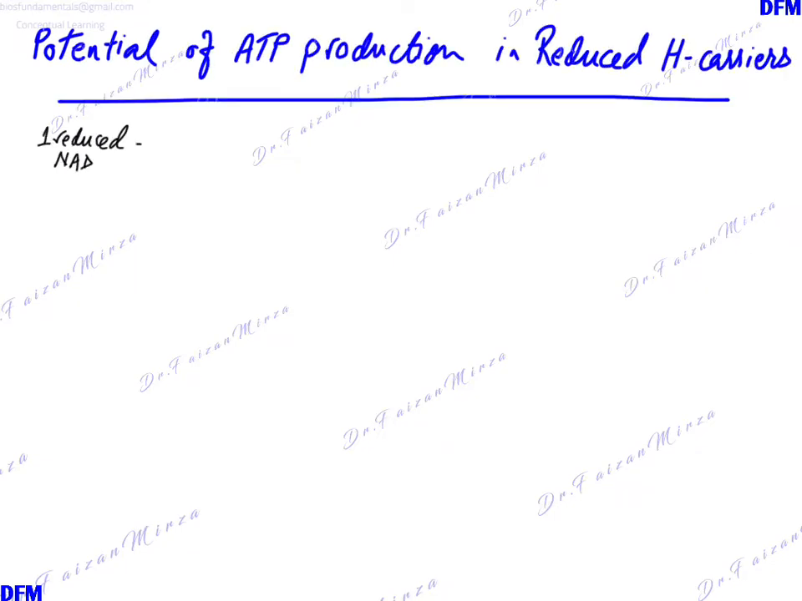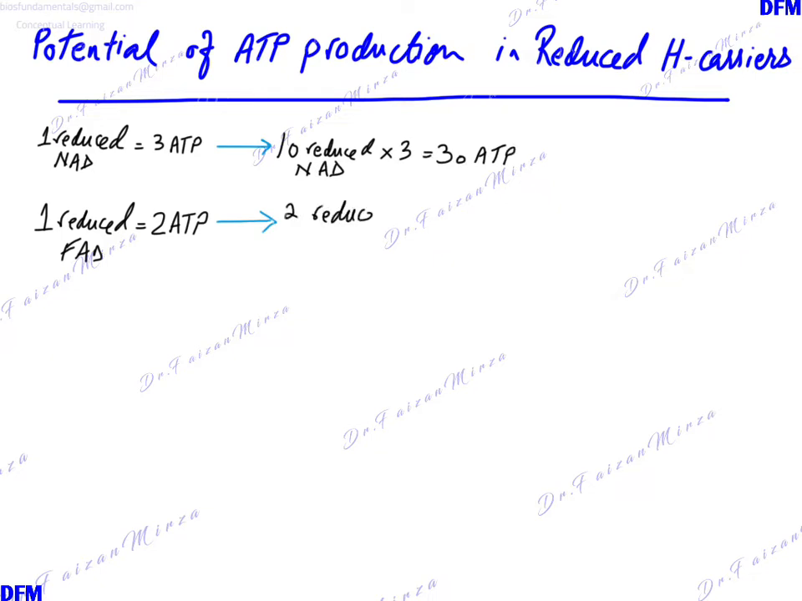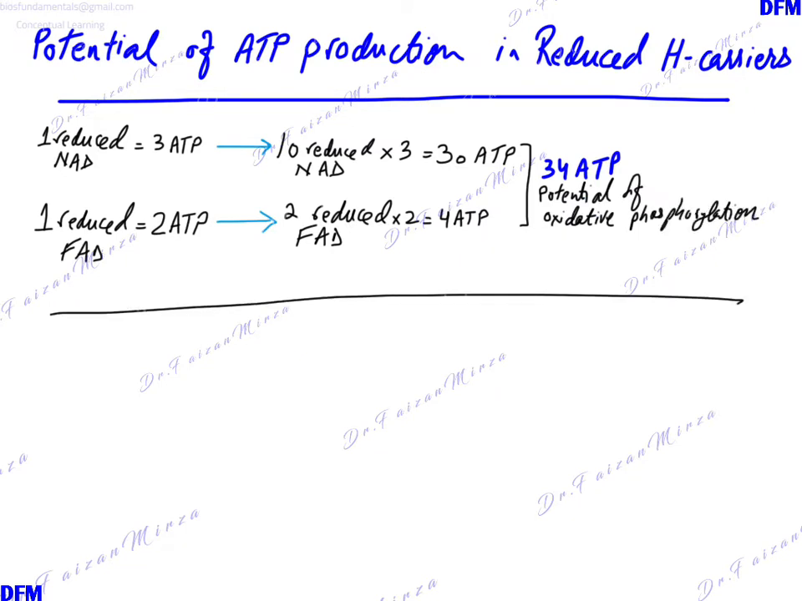What is the potential of producing ATPs in oxidative phosphorylation from these reduced hydrogen carriers? One reduced NAD can produce up to 3 ATPs and one reduced FAD can produce up to 2 ATPs. A total of 10 reduced NADs and 2 reduced FADs come from one glucose molecule. If you multiply 3 by 10 and 2 by 2, we have a total of 34 ATPs which can potentially be produced during oxidative phosphorylation, because this number of reduced NAD and reduced FAD is produced for one glucose molecule.